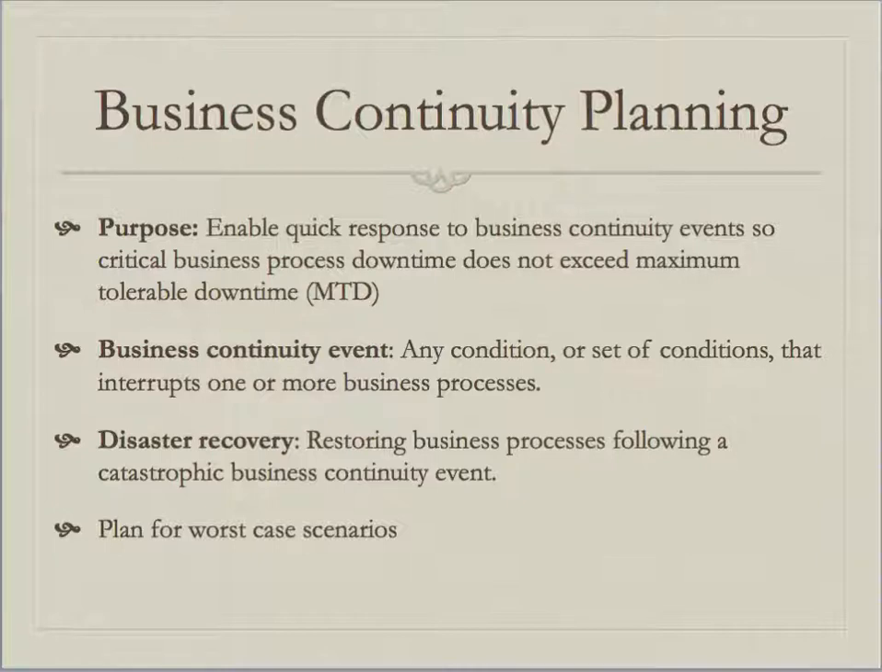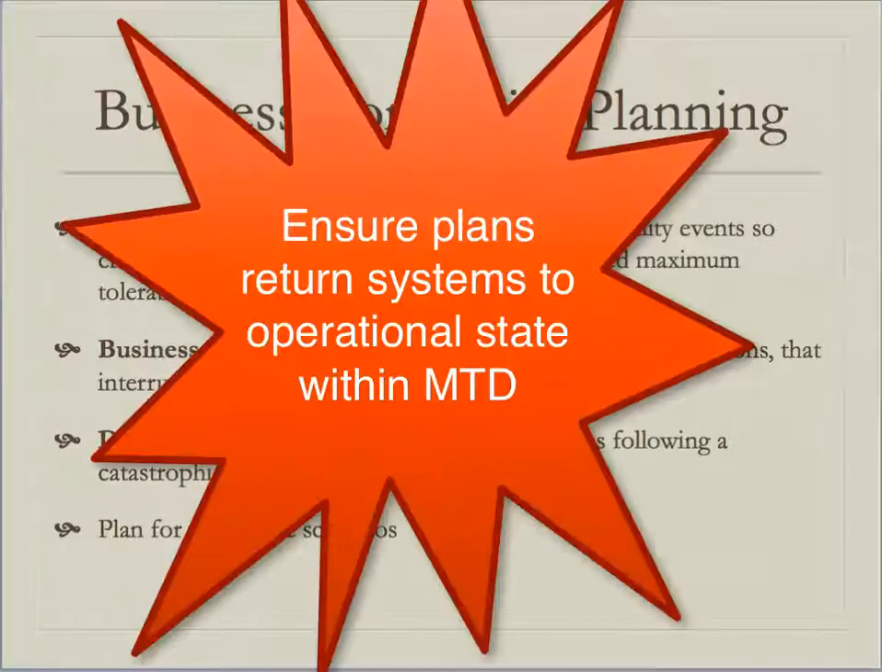The purpose of business continuity planning is quick response to an event, a business continuity event, and restoring a system or systems to operational state as quickly as possible. Especially making sure that the downtime does not exceed maximum tolerable downtime. Maximum tolerable downtime is the amount of time a system can be down before the business suffers irreparable harm.